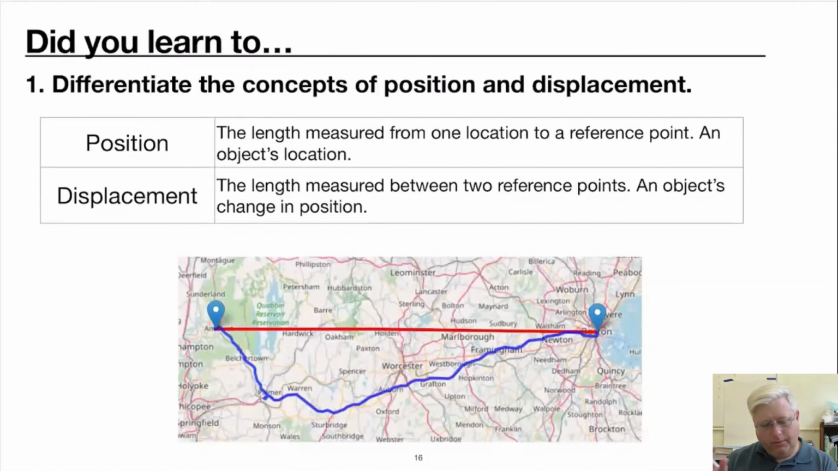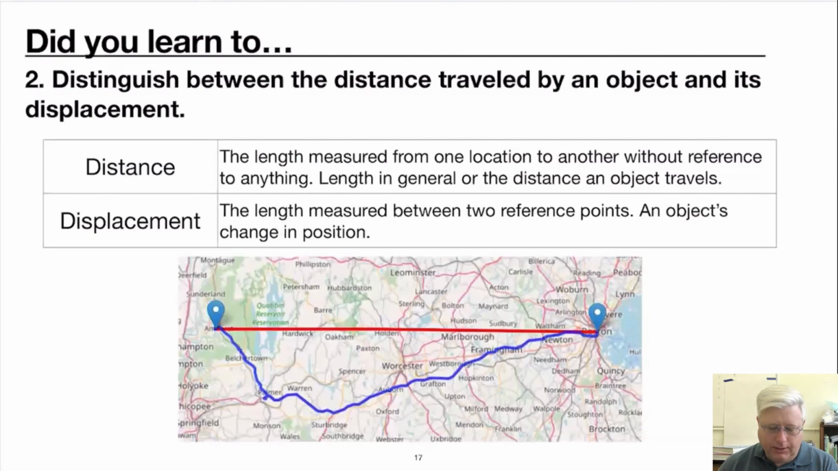All right, so we had 3 learning objectives. The first one was to differentiate position and displacement, right? So position is where an object's located. It's here or it's here, right? Maybe we use the latitude and longitude lines. Maybe we use a coordinate plane. Okay, it's at one specific point. Whereas displacement is how far you are from where you started, your change of position. How far you are between the reference points.